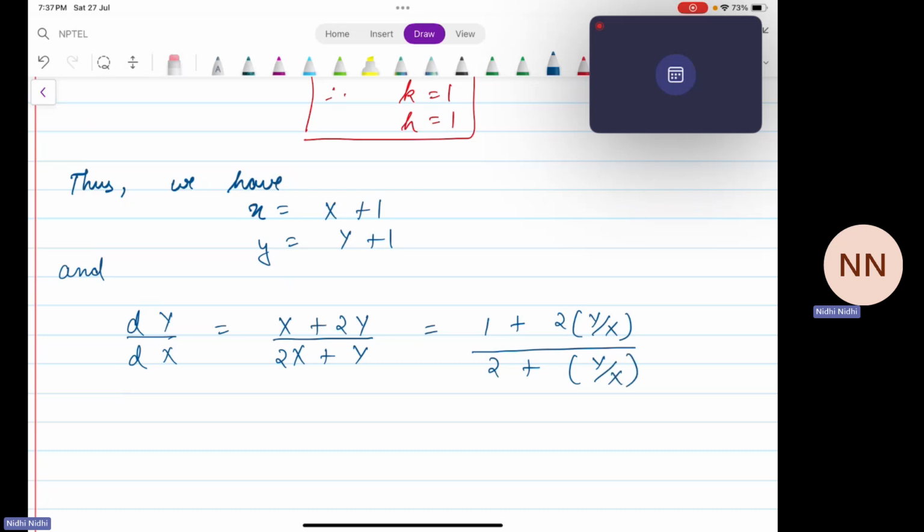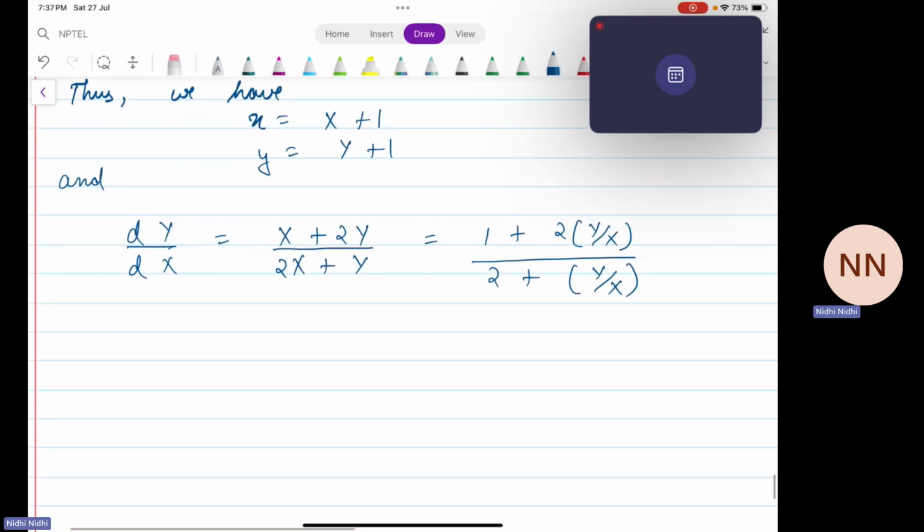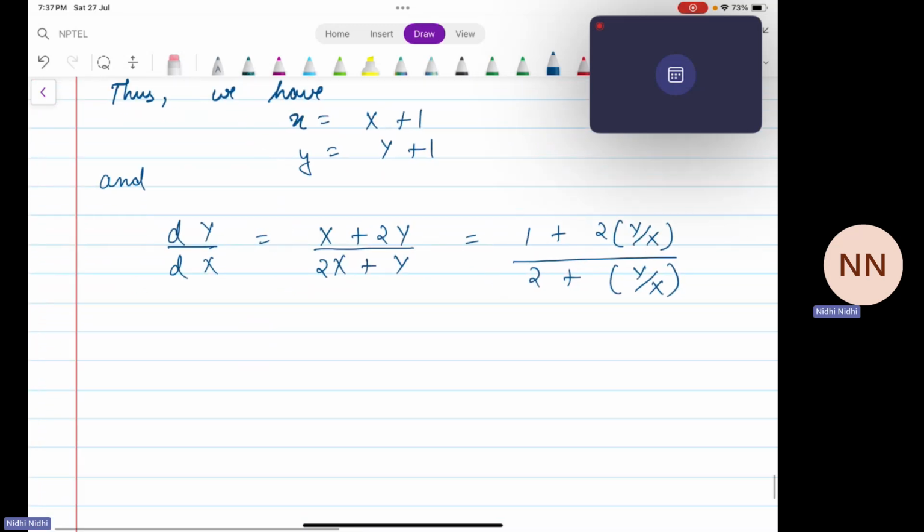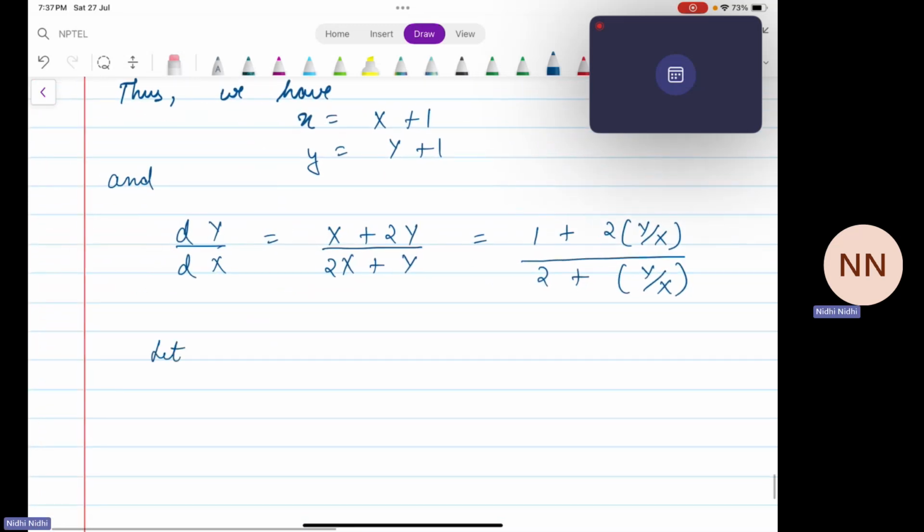Now the problem is of the homogeneous form. So we'll again use the standard method to solve a homogeneous equation, which is to start with a substitution. We substitute y by x by some other variable t. Let t be equal to y by x. This gives us dy by dx equal to t plus x dt by dx.